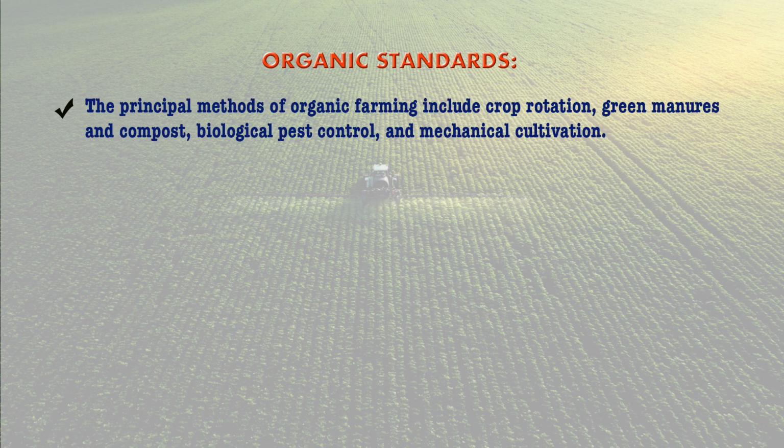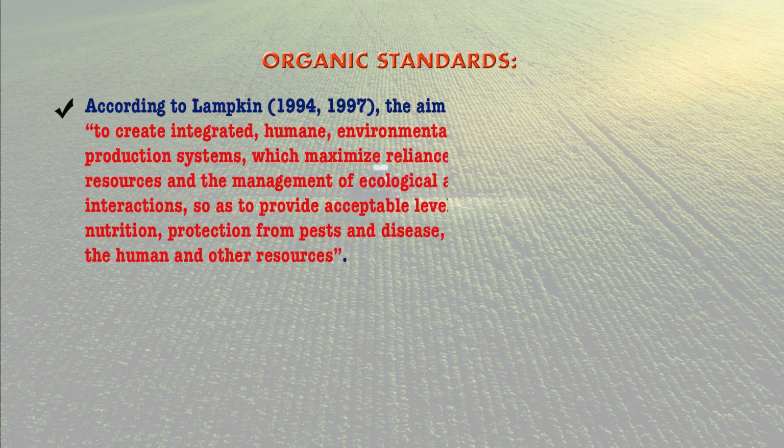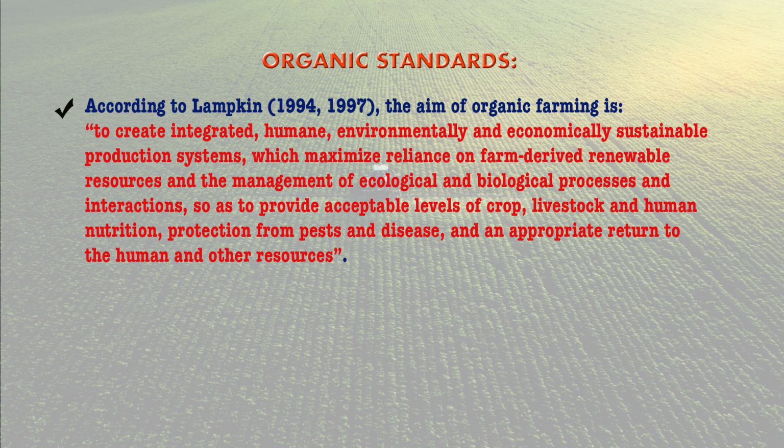The principal methods of organic farming, as we have already discussed, include crop rotation, green manure and compost, biological pest control and certain mechanical cultivations. So these measures use the natural environment to enhance agricultural productivity, and leguminous plants are also planted so that they can fix nitrogen into the soil naturally, and natural insect predators are also encouraged.